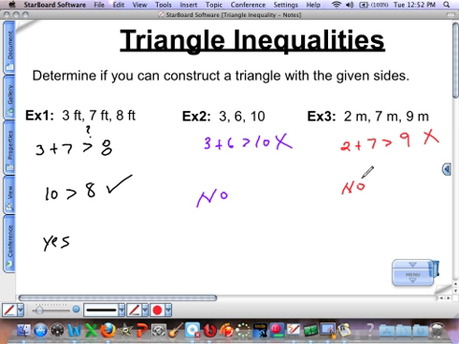Alright, does that make sense? That's pretty much all we're talking about today. Okay, Jackson? Can you repeat the name of the theory? Yeah, it's the triangle inequality theory, or theorem. Triangle inequality theorem.